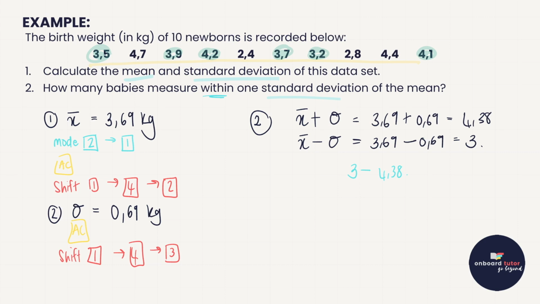Okay, so how many babies measure within? 1, 2, 3, 4, 5, 6. 6 babies within 1 standard deviation of the mean.